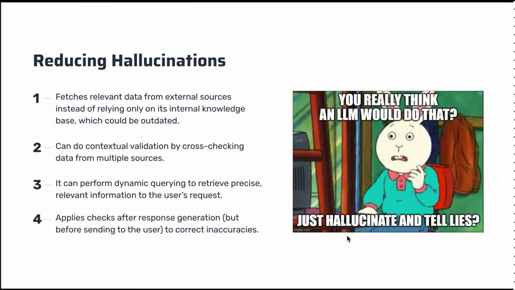So going into hallucinations a little bit, these are some of the ways that it actually works to reduce hallucinations. One, it's fetching relevant data, which I mentioned earlier, instead of only relying on its own internal knowledge base, which could be outdated. Two, it can do contextual validation, so it can check multiple sources and cross-check them with each other to see if it's accurate because it's showing up in multiple places.